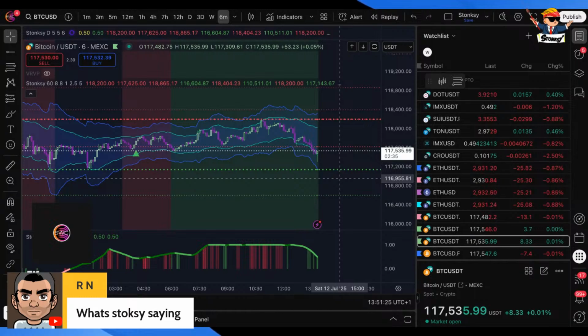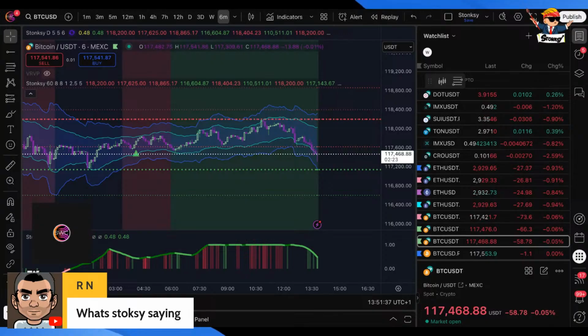Cool. Right. So, to answer your question, RN, I would say that Stonksy is generally indicating that things are bullish, and right at the moment we might be near a local bottom, if you like.